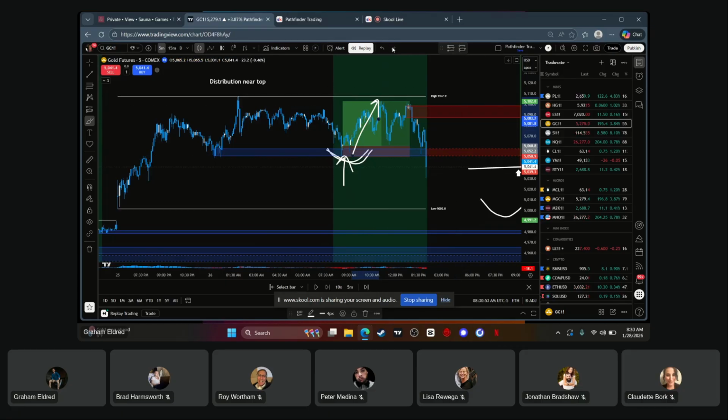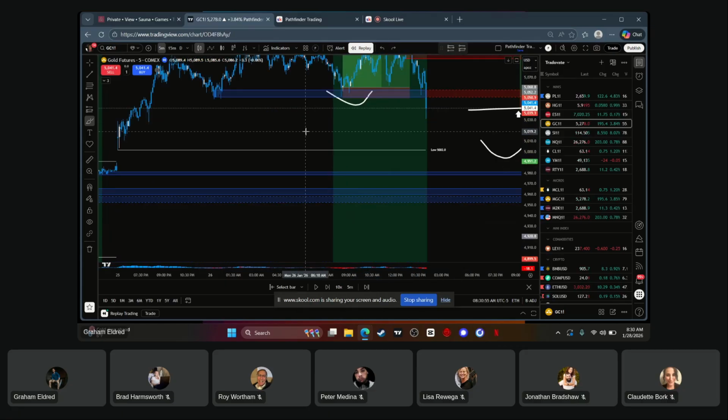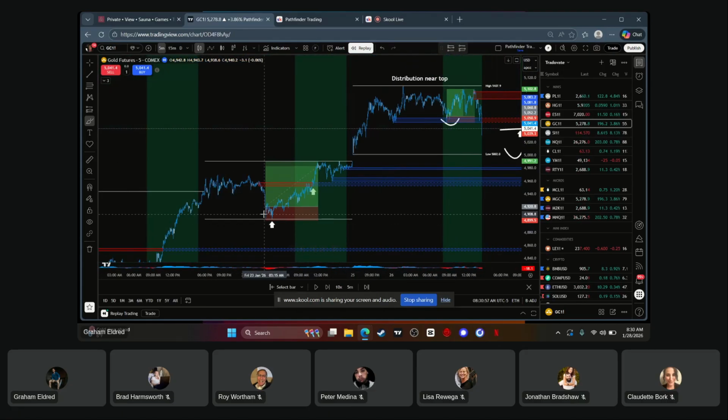There you go. Okay. Same thing over here. Same thing happened. Double bottom, inside candles. It's showing you where the support is. And what does it do? It runs for the remainder of the day.